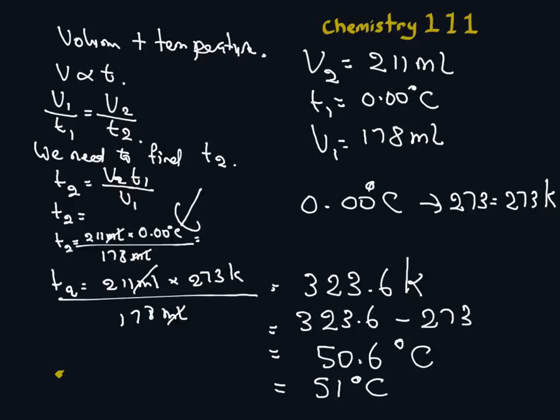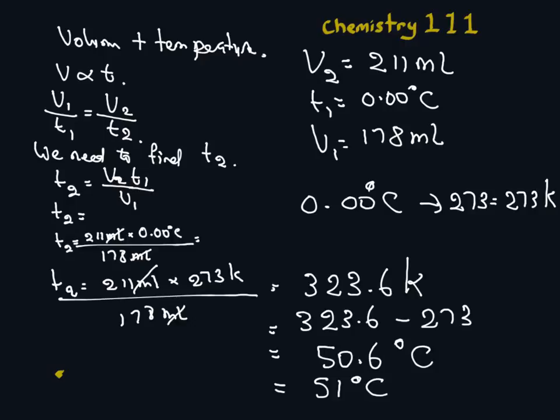Notice that when it's in degrees, if you were to multiply 211 by 0, you will get 0. So this is not going to work. In order for this to work, you'd have to convert to kelvins. See here? In order to convert to kelvins, you'd have to add 273 degrees to it. So 0 plus 273 is 273 kelvins. Now you can do the equation. This and this cancel, and you get 323.6 kelvins.